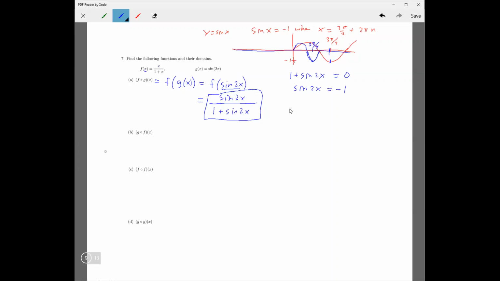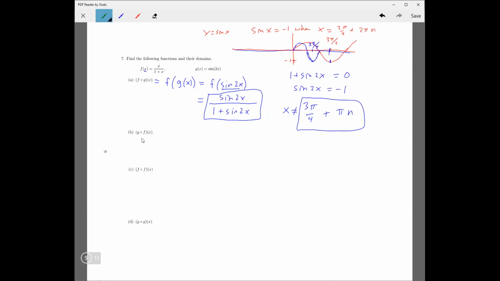Okay, so for the answer, you're going to put x not equal to 3 pi over 4 plus pi n. And it already says let n represent an arbitrary integer. Okay, so that would be good for the first answer.